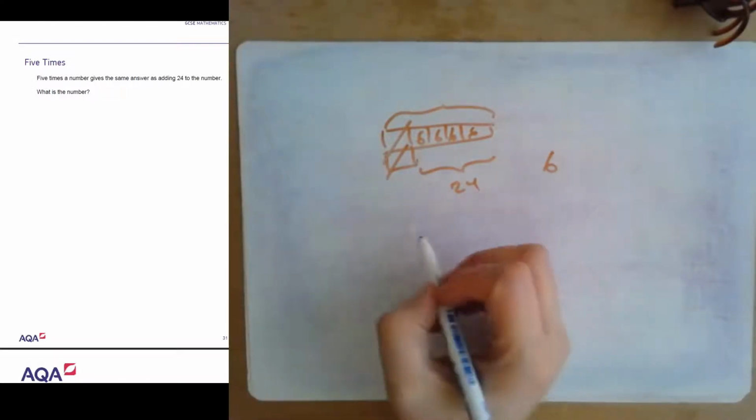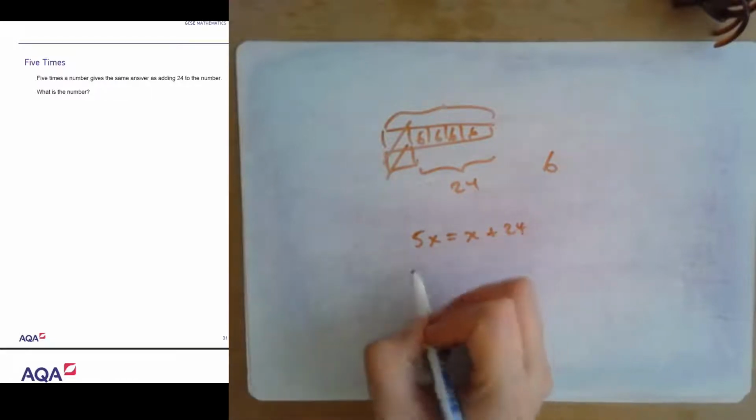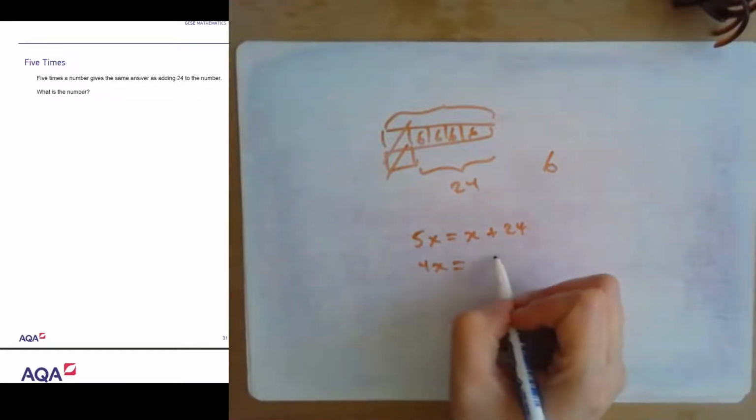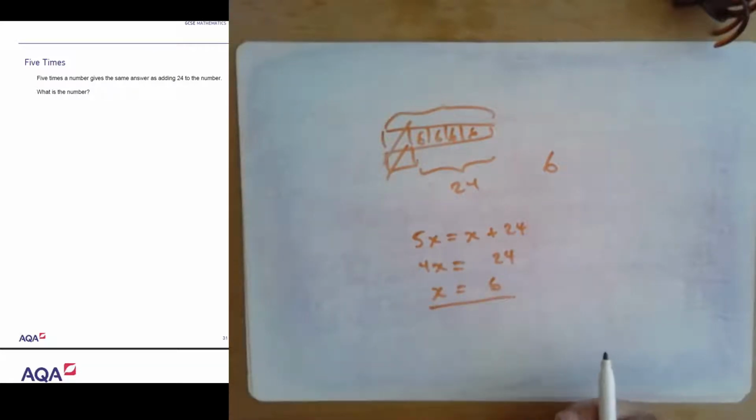If you'd done it algebraically, you would have said 5 lots of a number is equal to 1 lot of the number plus 24, and then just rearranged it that way, which would have given you 6 as well. Okay?